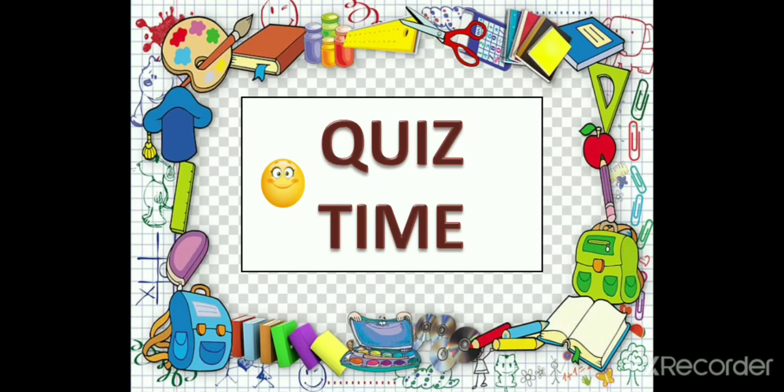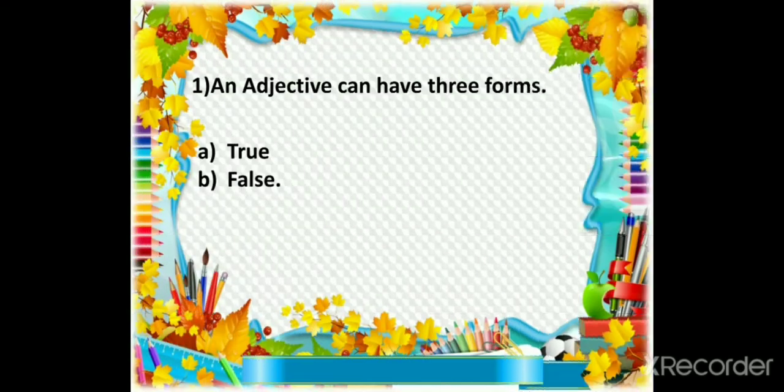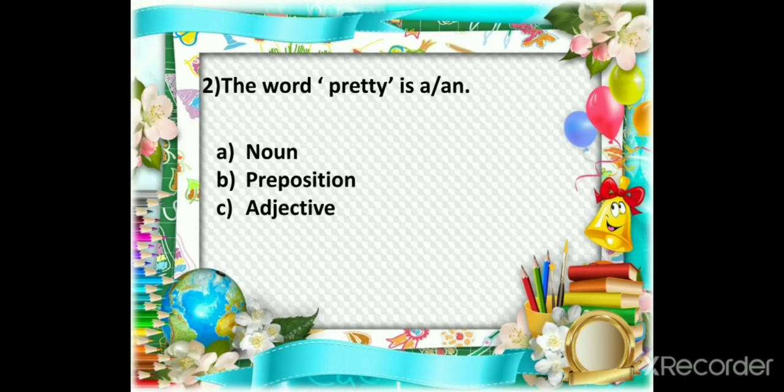Now children, it is the time for quiz. An adjective can have 3 forms. Is it true or false? The correct answer is A, true. The word pretty is a noun, preposition or an adjective? It is an adjective.